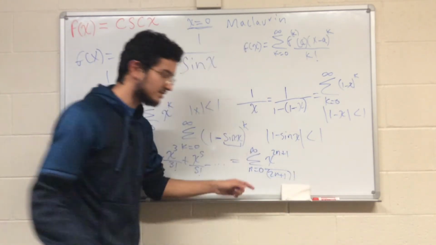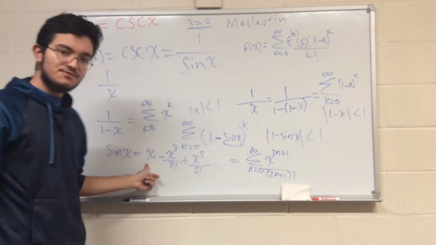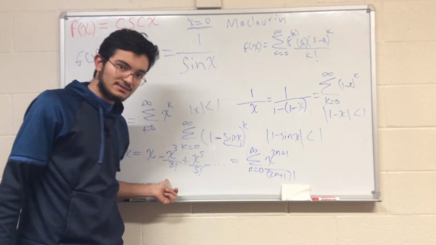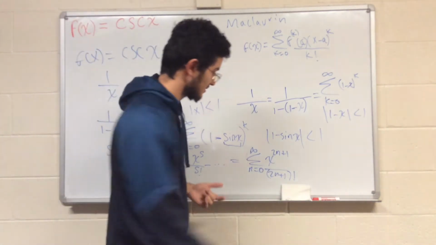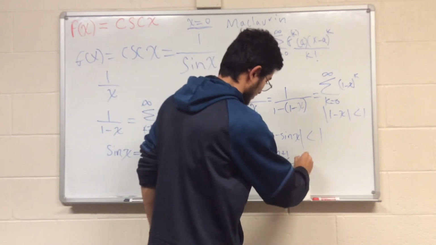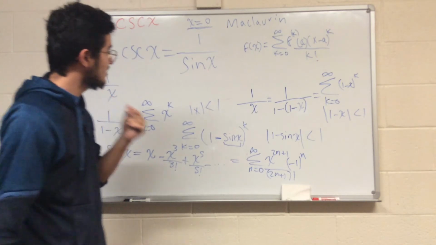And then don't forget that you have an alternation of signs. So first you have a positive sign, then a negative sign, positive sign, negative sign, and so on. So you can express this as negative 1 to the power of n. Okay, so that's the series expansion for sine x.